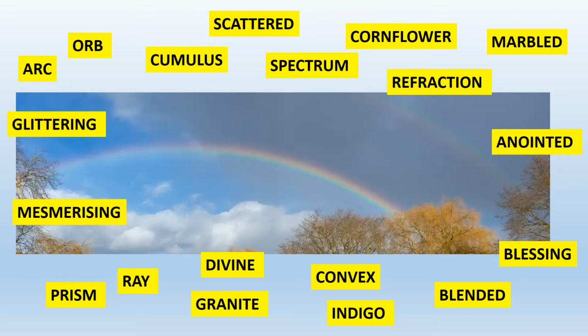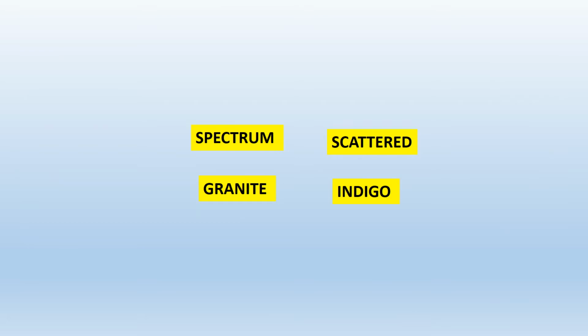Okay, I'm going to challenge you, Miss Peplow. Go on then. What I have done is I've picked 4 words from our bank, which I shall show you in a moment. And I would like you to use those 4 words to come up with 2 sentences to describe the light in this scene. Okay. Right, what are the words? I'll show you. So I've chosen spectrum, scattered, granite and indigo. What are your first thoughts?